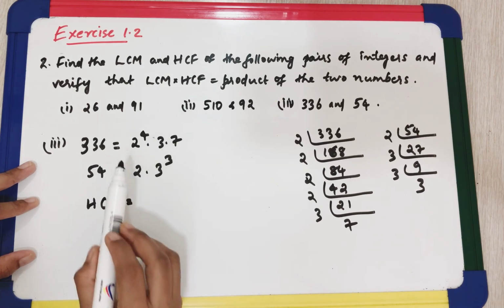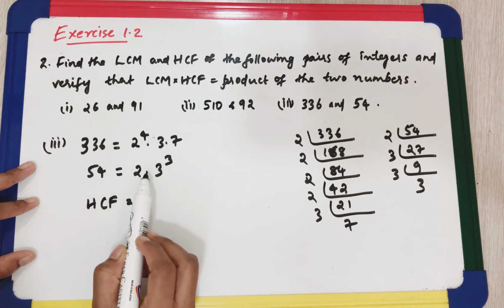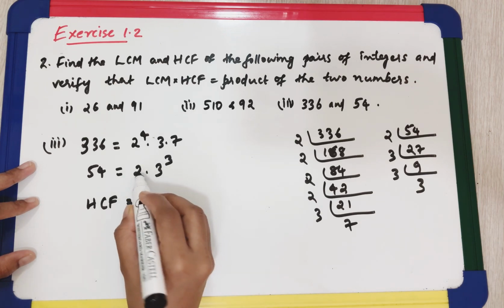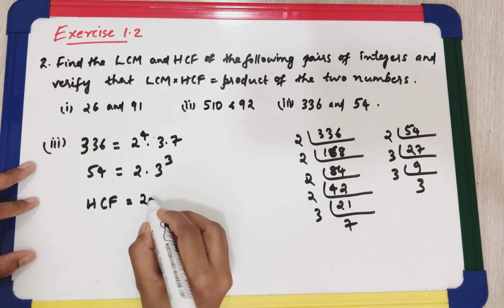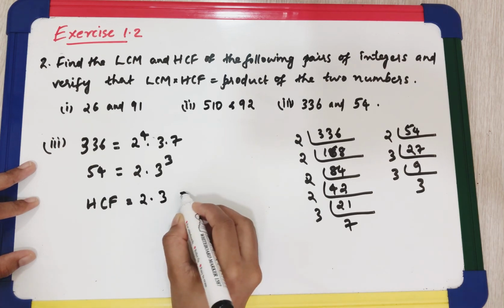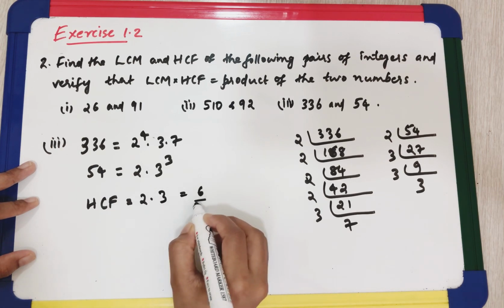Therefore, HCF is the product of the smallest powers of the common prime factors. Here the common prime factors are 2 and 3, and the smallest power of 2 is 2 raised to 1, and the smallest power of 3 is 3 raised to 1. Therefore, HCF is equal to 2 into 3, which is equal to 6.